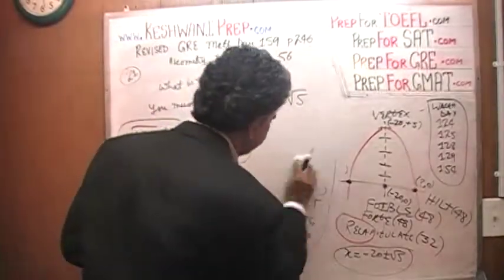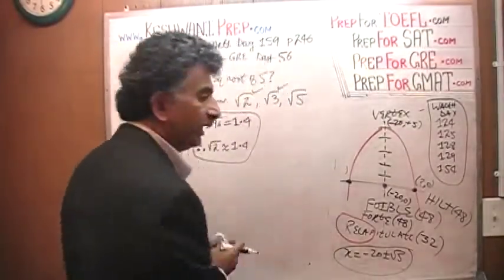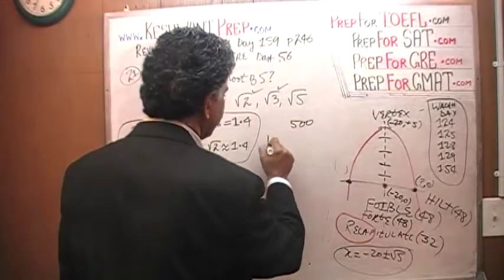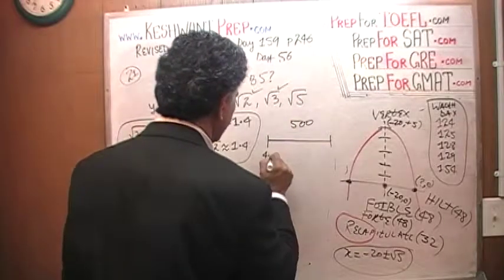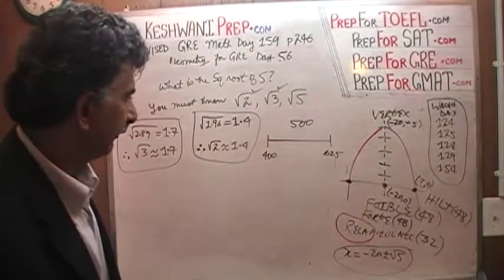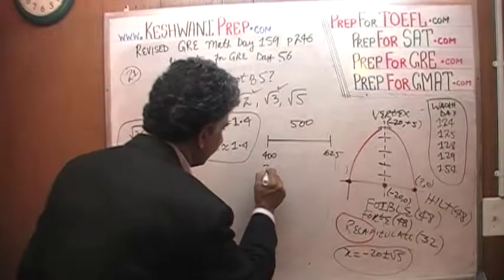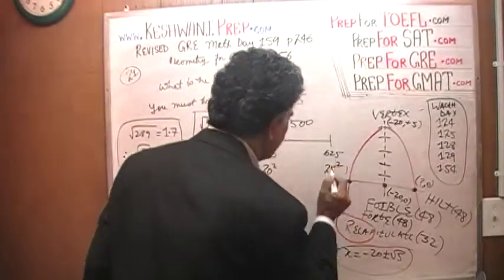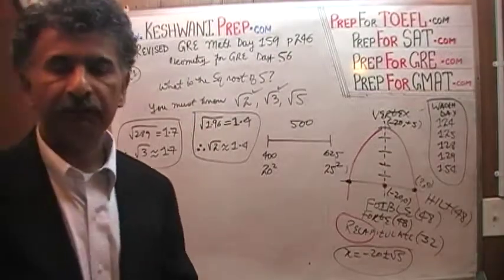Let's do 5. The same logic will apply for 5. When you see 5, think of 500. Well, 500 is somewhere between 400 and 625. And you will see in a second where I'm coming from with 400 and 625. 400 is the square of 20. And 625 is the square of 25. You should know these things.